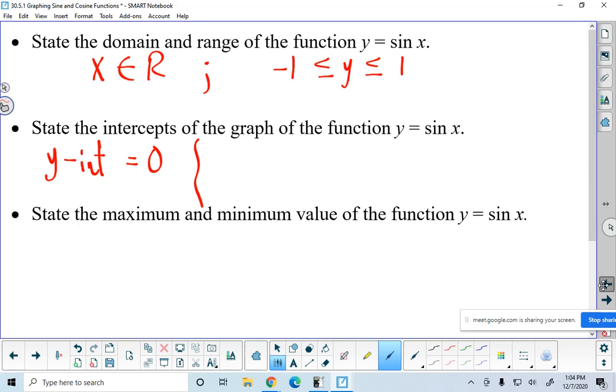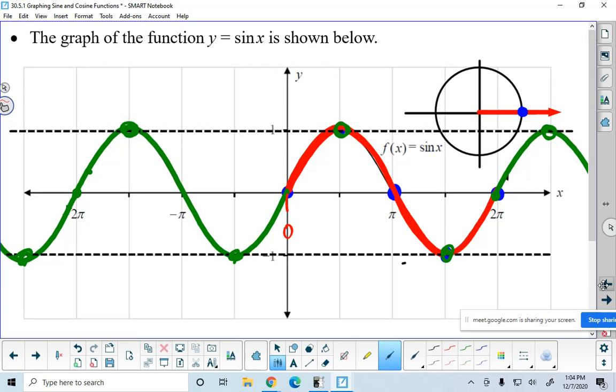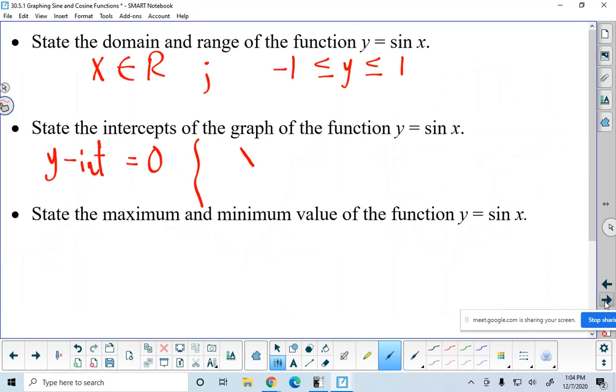There's an x-intercept at 0, at pi, at 2 pi, at -pi, -2 pi, -3 pi, +3 pi. So what we should probably write for the x-intercepts is the x-intercepts can be described by saying n pi, where n is an integer. And if we had a graph that was in degrees, then we would have said 180n, where n is an integer.